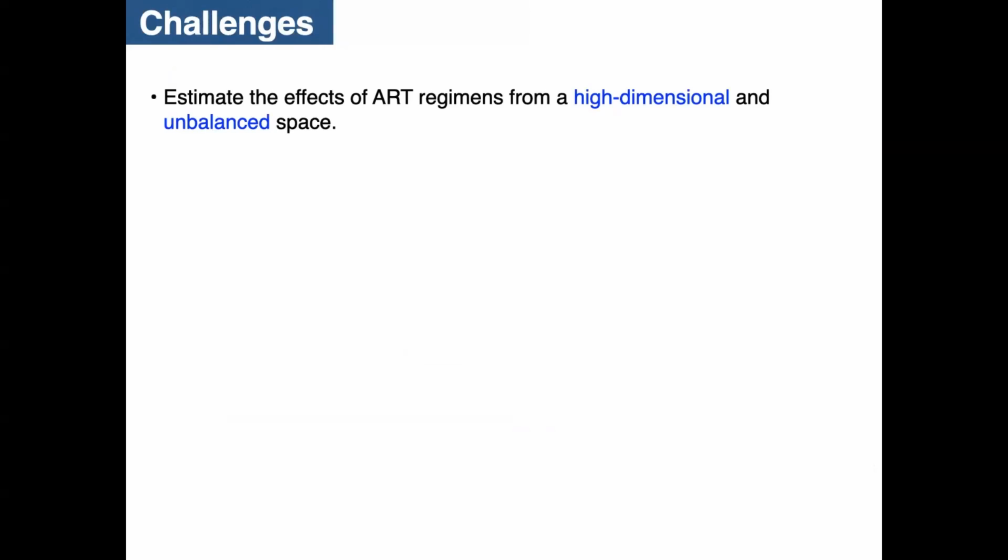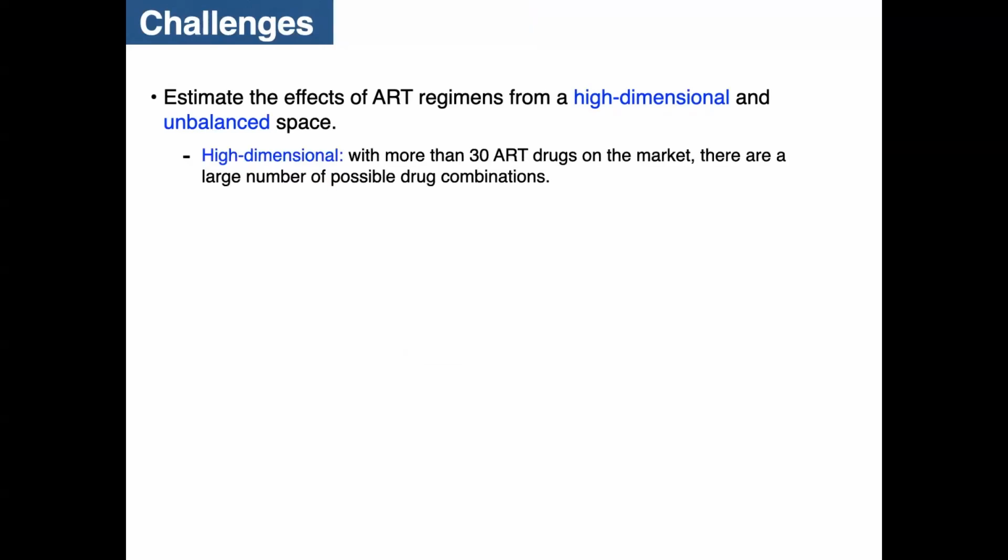When I say high-dimensional, it means with more than 30 ART drugs on the market, there are a large number of possible drug combinations. For example, in MaxWise, we found over thousands of possible drug combinations that were prescribed for participants. And when I say unbalanced, it means some drug combinations are frequently used, some are not.